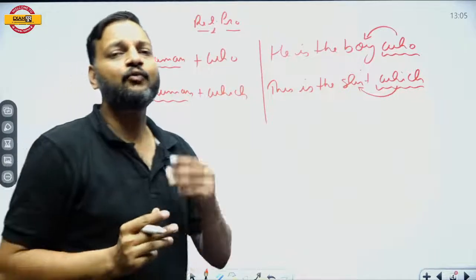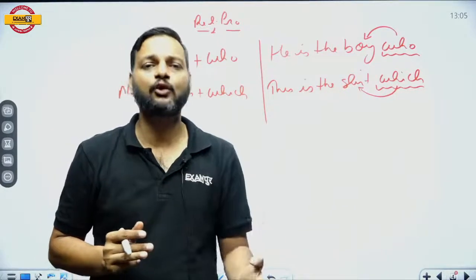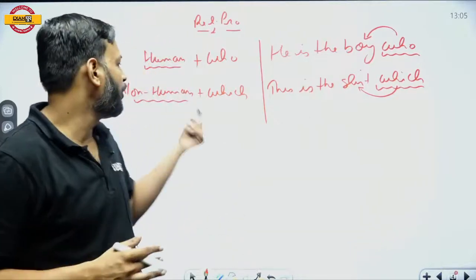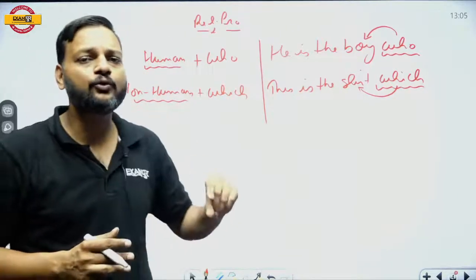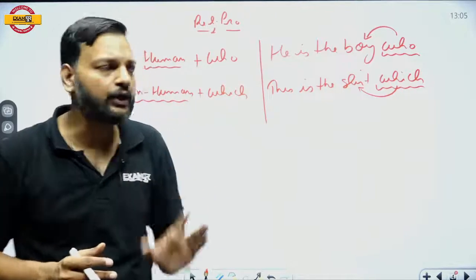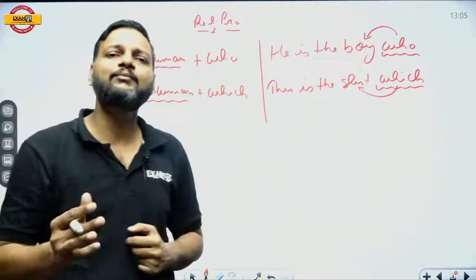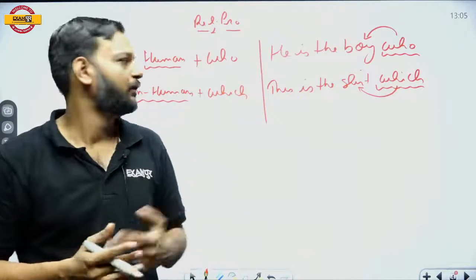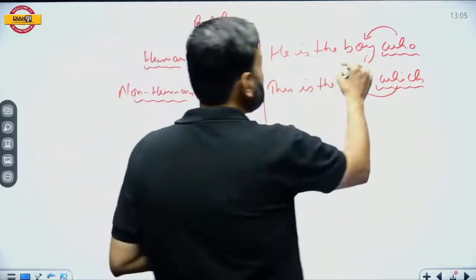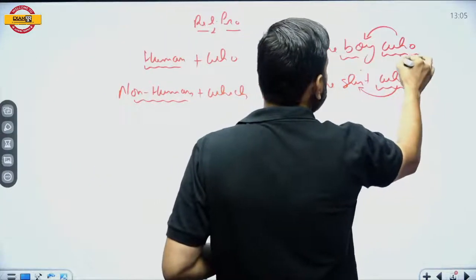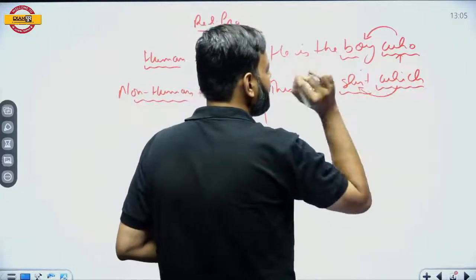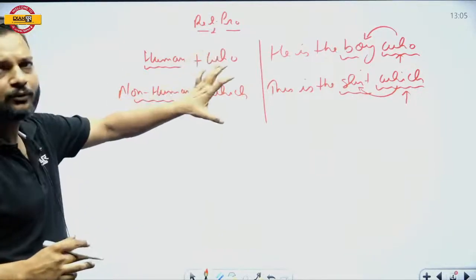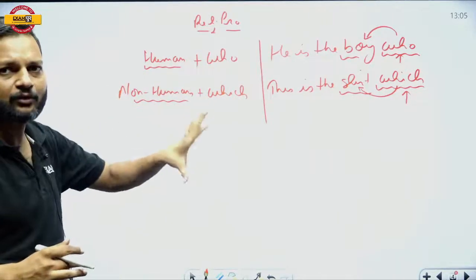And remember one thing, when I say non-human, it strictly means non-human. So don't think about living and non-living, because non-human includes animals too. So non-human means any animal or any non-living thing besides human. Here the antecedent was human, so we have used the word who. Here the antecedent was non-living, so we have used the word which. So for human we use the relative pronoun who, and for non-human we use the relative pronoun which.